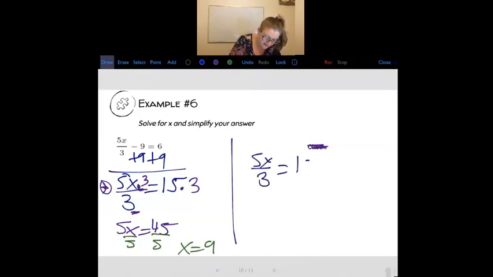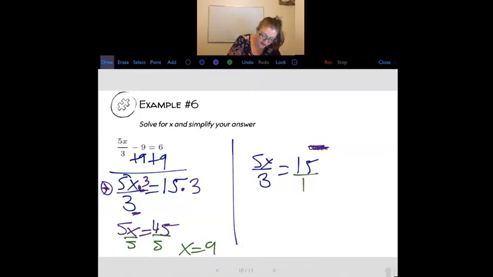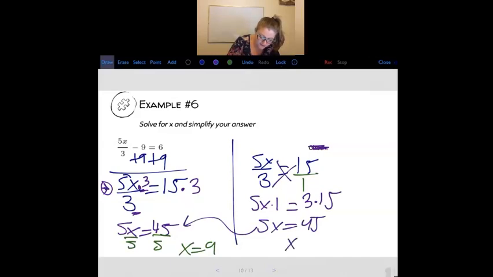The second way to do this problem starts the same, by getting the term with x by itself. But if you like proportions and you like cross multiplication, put 15 over 1 so that it has a denominator as well. Now we have a fraction equal to a fraction where we can cross multiply. So 5x times 1 is equal to 3 times 15. So we have 5x is equal to 45, and we end up at the same place.